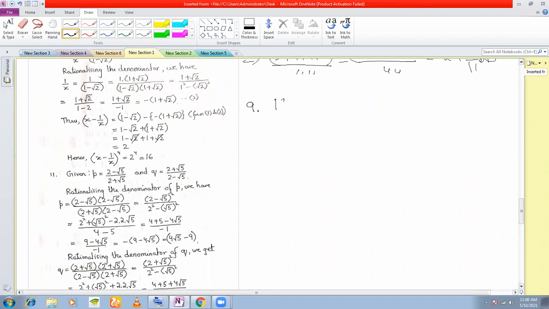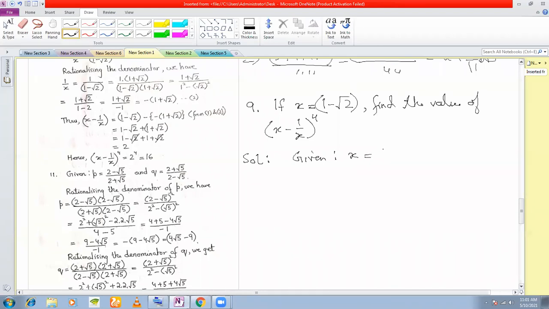The question here is for number 9, if x is equal to 1 minus root 2, find the value of x minus 1 by x to the power of 4. That's the question. We start by saying given, the value of x is given to be 1 minus root 2. Okay, so now we proceed to find out the value by putting the value directly.